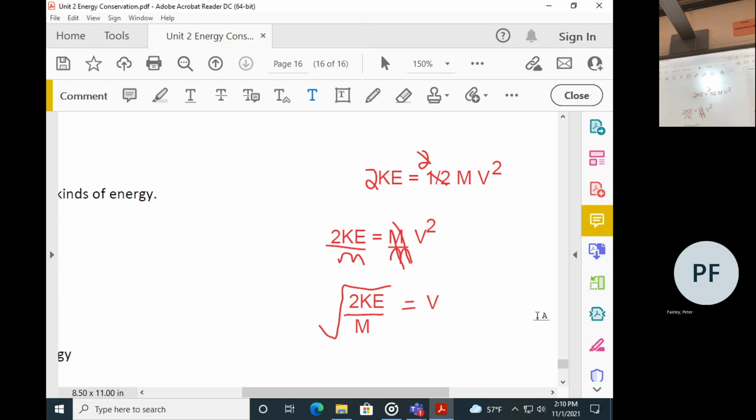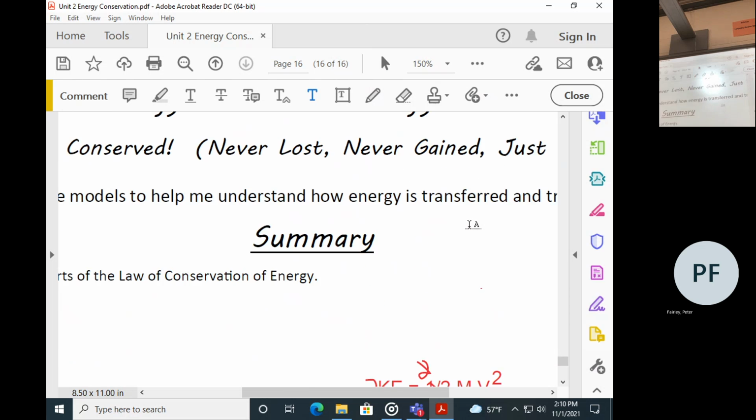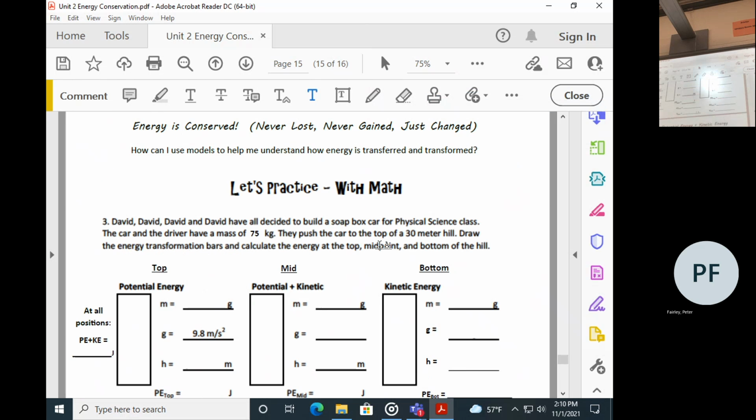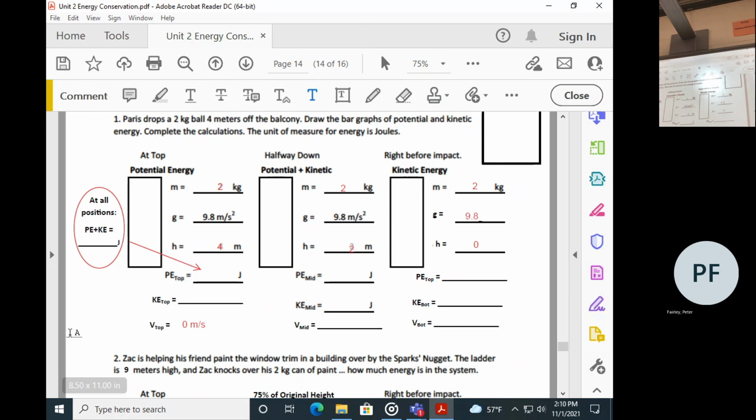And that's just algebra rearranging an equation I already gave you. Okay, so this is what I think you should do. Since that equation hasn't been given to you on this worksheet, let's write it down right over here.